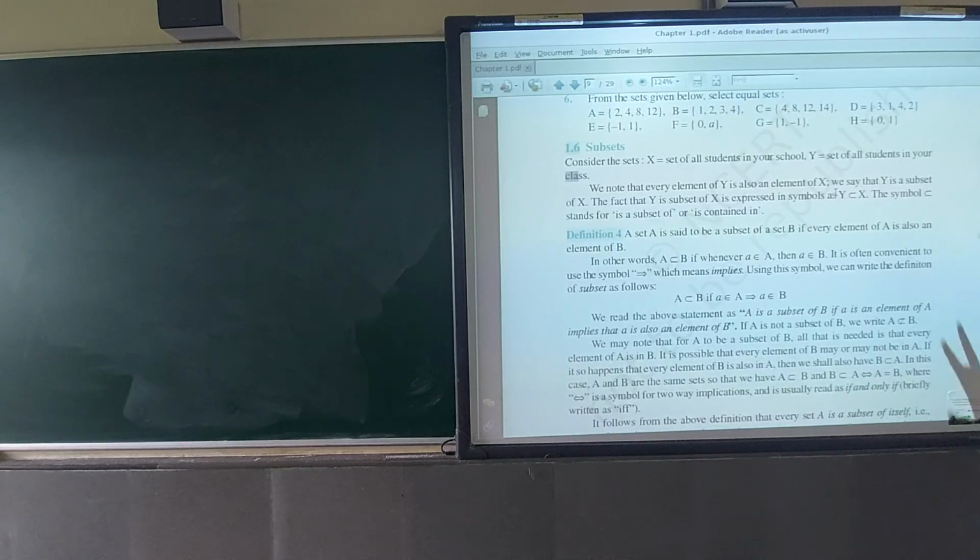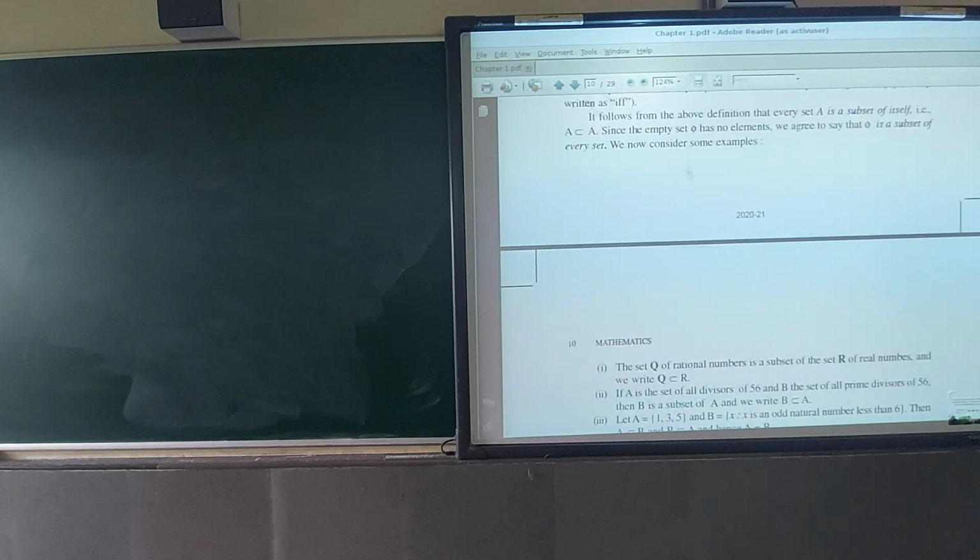Means all the students, suppose in our school, the total is 800 to 900. And second thing is that our class has 50 students or 40 students. So 40 students come under the 800. So all the students of our class are in the school only. So this is basically called a subset. I explained with the example also.